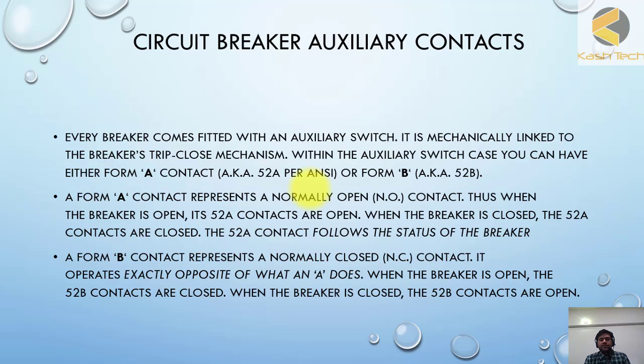So we will not be showing whether this is an NO or NC contact. The breaker contacts are shown like 52A and 52B. A form B contact presents a normally closed contact. It operates exactly opposite of what an A does. When the breaker is open, the 52B contacts are closed. When the breaker is closed, the 52B contacts are open. So these are the definitions. You can always keep them with you. If you are in confusion, you can come to this slide.